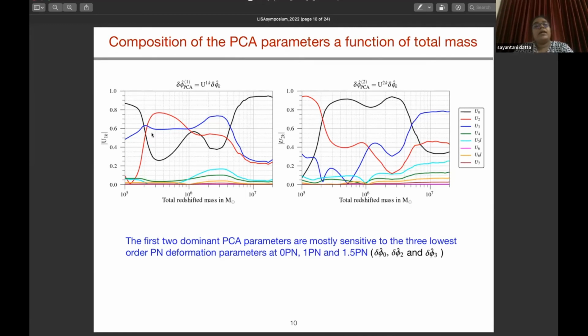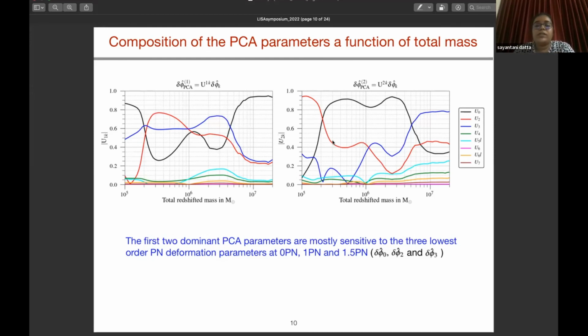Apart from this, the large number of undulations in these weights are due to a complex interplay of the change in SNR, the change in number of cycles, and the changing correlations between these different PN deformation parameters as you sweep through the frequency band. For example, these dips here are nothing but the weights going towards the negative side because of complex changes in the correlations.